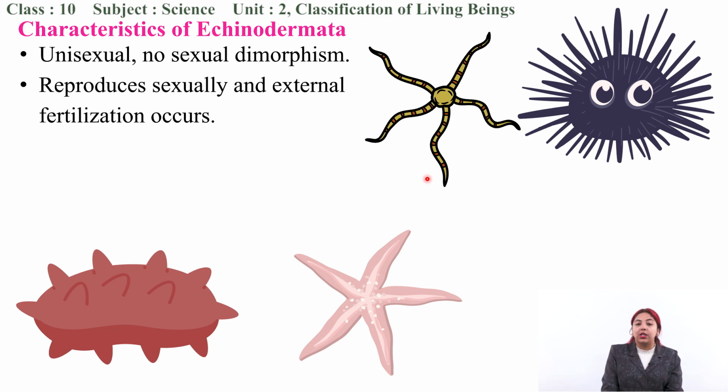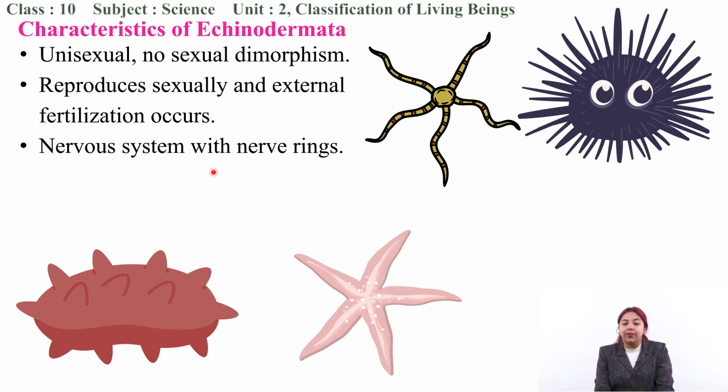Now, they reproduce sexually and external fertilization occurs. I've already mentioned this so many times in previous classes. If the sperm fertilizes the egg outside the female body, then it is called external fertilization, because fertilization is occurring externally. But if the sperm fertilizes the egg inside the female body, then it is called internal fertilization, and in the case of echinoderms, the fertilization is external.